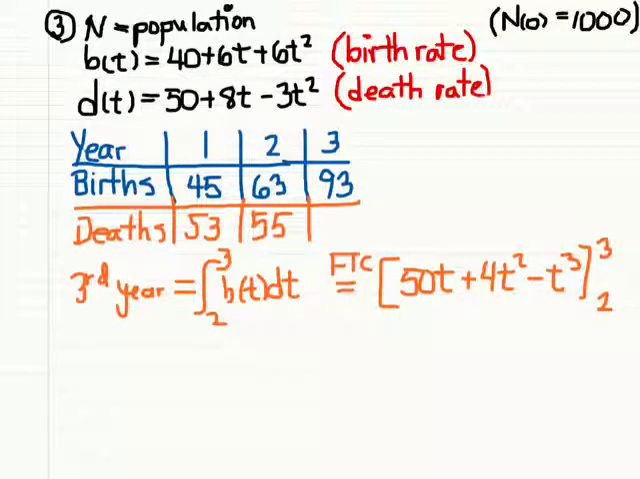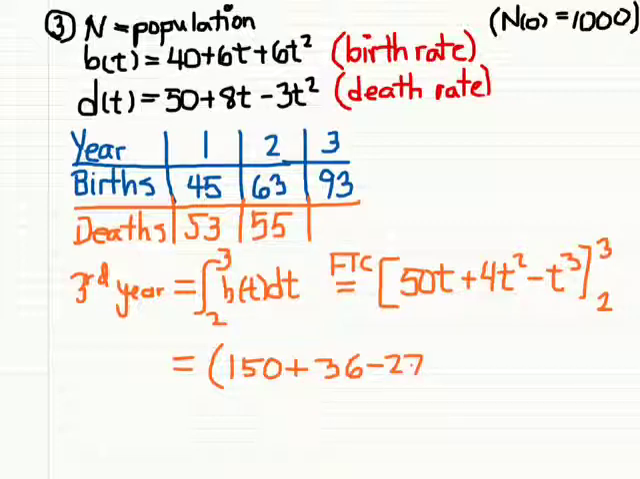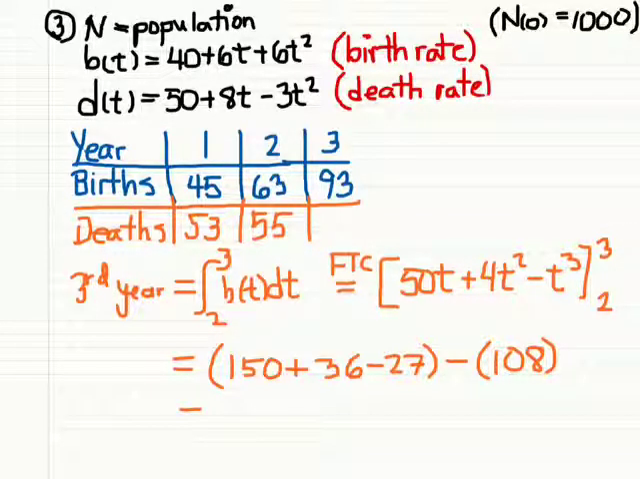We do the same thing for the third year. Evaluate the antiderivative at 3, get 150 plus 36 minus 27, and we'll subtract the value that we found last time at 2, which was 108, which gives us a total value of 51. 51 deaths during the third year.